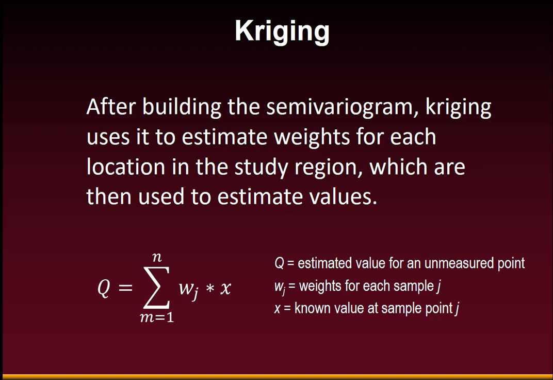After building the variogram, or semi-variogram as it's sometimes referred to, Kriging uses that model to estimate weights for each location in the study region, and those weights are then used to estimate values. Going through the math for how to estimate those weights using the semi-variogram is beyond the scope of this course. However, the important point to remember is that unlike methods such as IDW that only take into account the distances between samples, Kriging takes into account both the distance and the variance, allowing for a measure of uncertainty at each unsampled point.